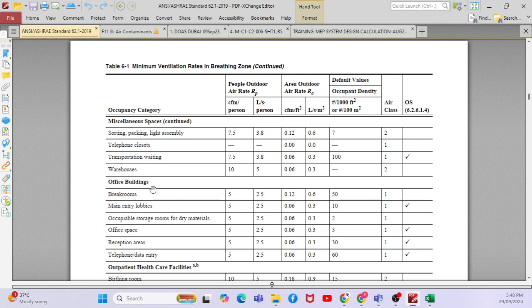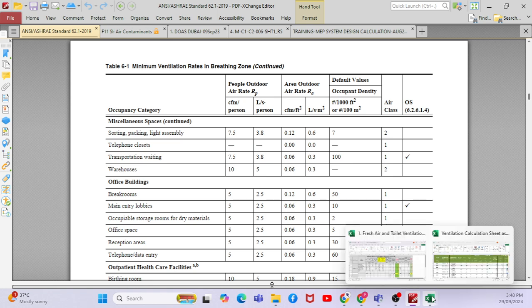say for example office building, you have office spaces, right? So what is the fresh air required for the people? 2.5 liter per second per person. So each person requires 2.5 liter per second. Clear, right? And for the area, each square meter of area requires 0.3 liter per second. Clear, right? So this table, these values you will take and tabulate here.